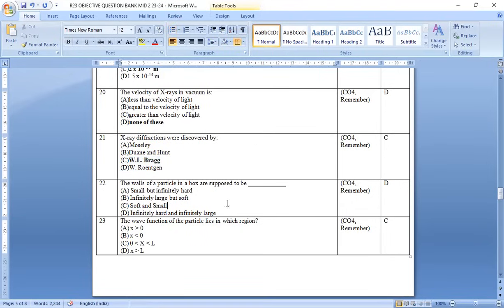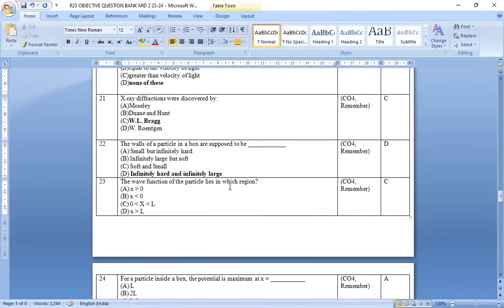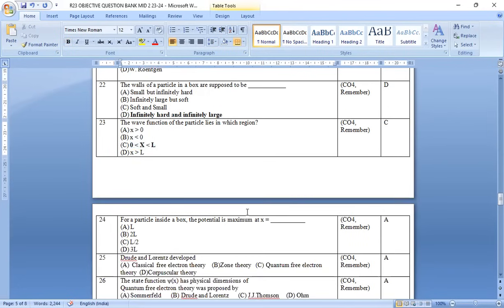The walls of a particle in a box are supposed to be small but infinitely hard and infinitely large. Option D is the correct answer. The wave function of the particle lies in which region? The wave function of the particle lies between 0 and L. It is length of the particle. Option C is the right answer.